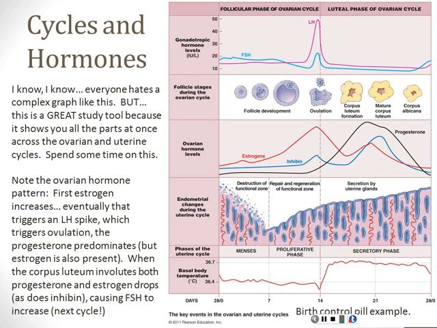So FSH does what its name says, follicle-stimulating hormone. It stimulates the development of an ovarian follicle. So one of those primary oocytes starts to develop. As it does, it produces estrogen, right? So we see as follicle development increases, estrogen level increases. When estrogen levels get high enough, it triggers the LH spike. LH always precedes ovulation. Do you see how there's this little space between this peak and ovulation? It's because LH is what triggers this.